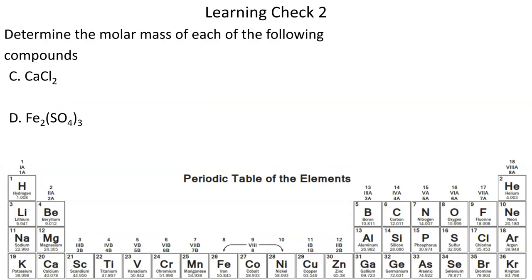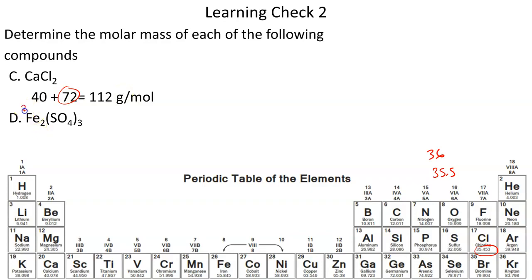Calcium chloride, calcium's 40, chlorine. Chlorine's a weird one. So everything else you round up and round down. You may want to keep chlorine as 35.5, but if you do 36, not the end of the world. It's really a preference thing. You can see here I did it as 36 times 2. So I rounded it to 36, but if you did 35.5, you're fine as well. Just don't do 35, that's bad. So 40 plus 72, 112 grams per mole.